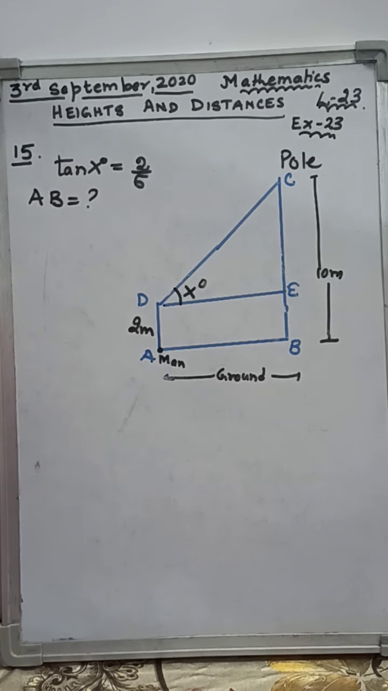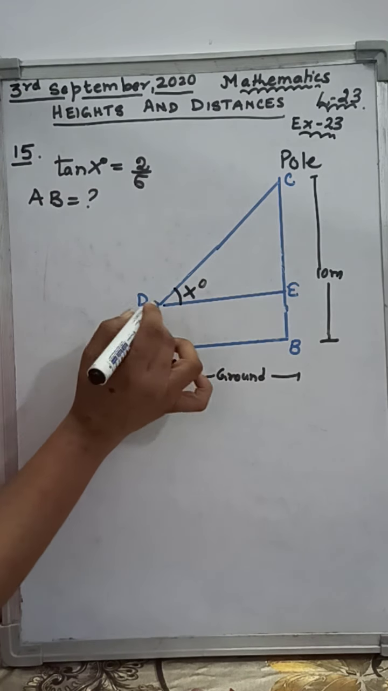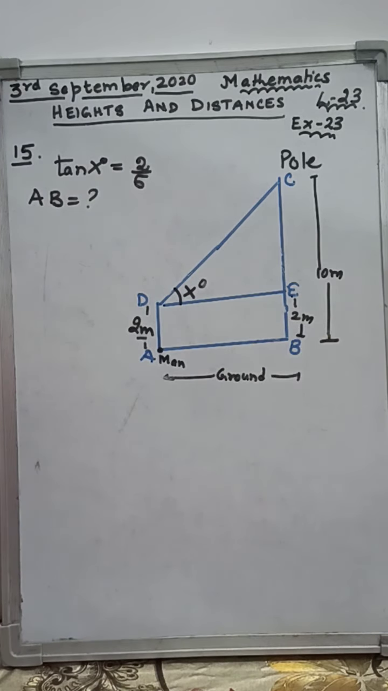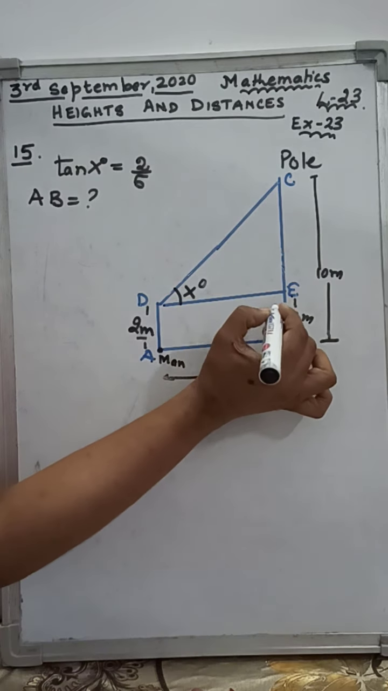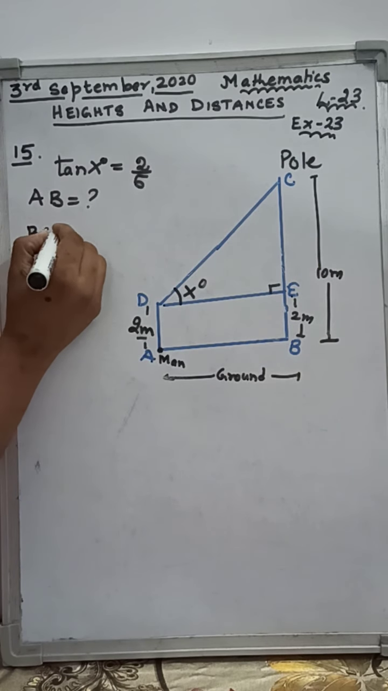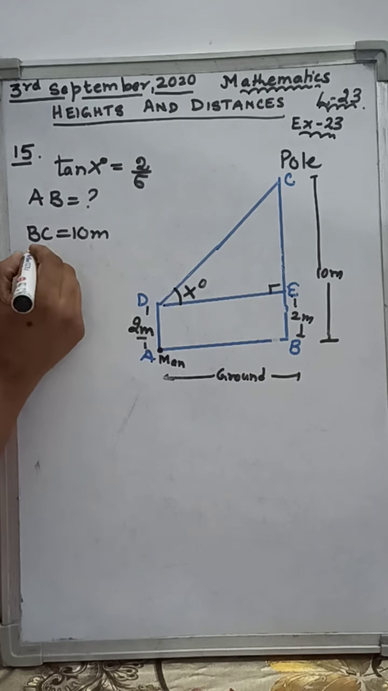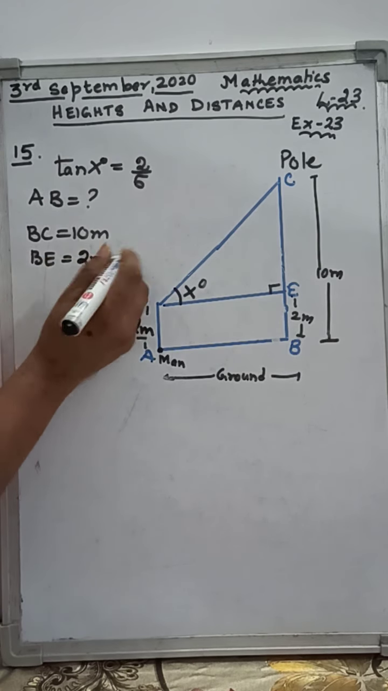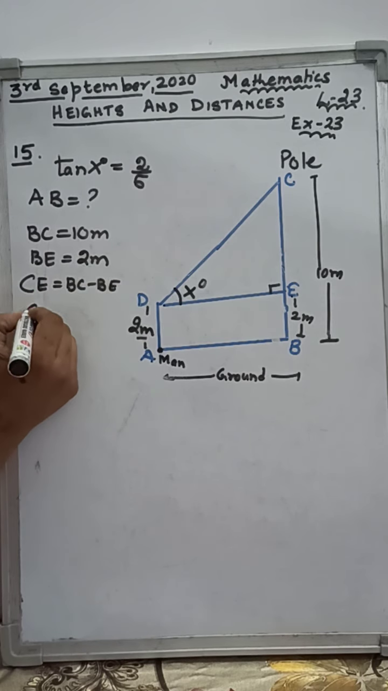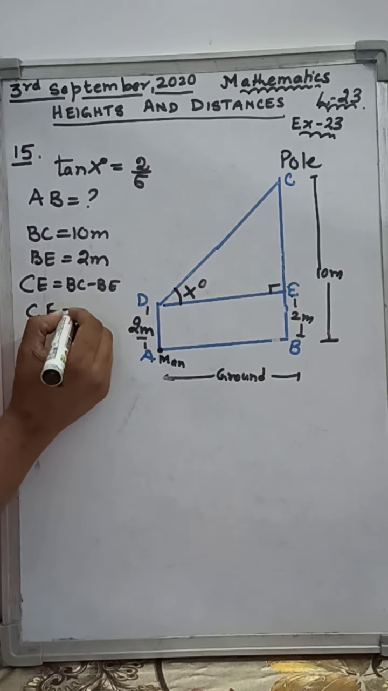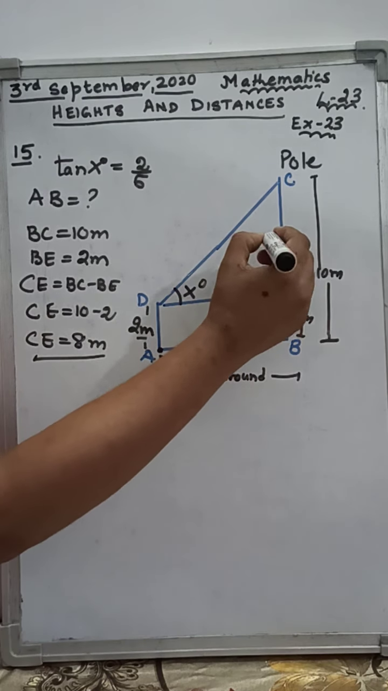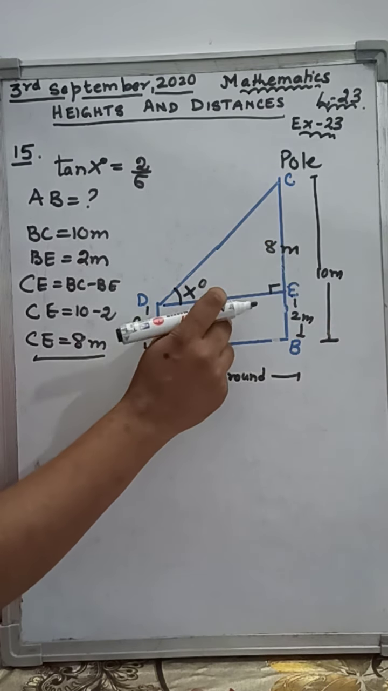in meter. Now, this is 2 meter AD, so BE will also be 2 meter, opposite side of rectangle. Now, this is 90 degree, clear? This BC is given to us 10, BE is 2 meter, therefore CE will be equal to BC minus BE. So CE will be 10 minus 2. So CE will come out to be 8 meter. Now we will find out DE.